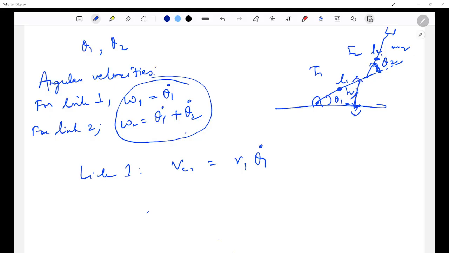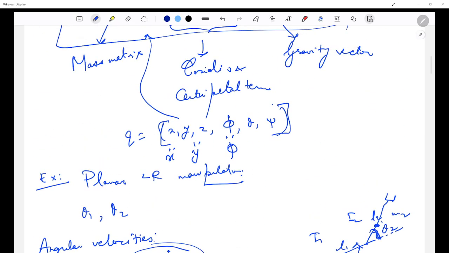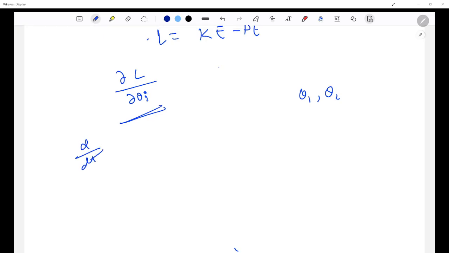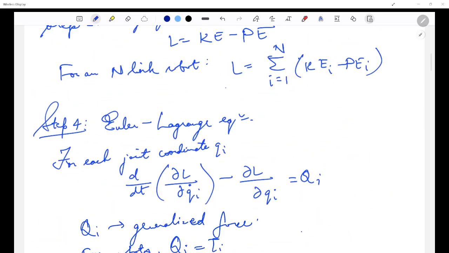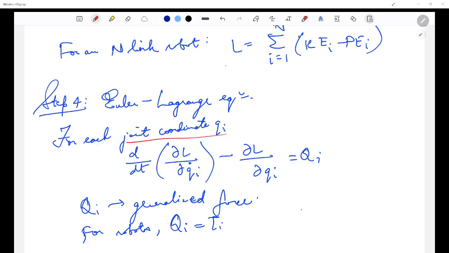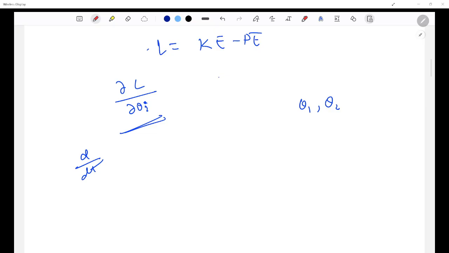So you write the kinetic energy, you write the potential energy, and after that the Lagrangian is equal to kinetic energy minus potential energy. Then you can calculate del L upon del theta i, because we were calculating with respect to Q. Q here is theta 1 and theta 2, so you have to do it with respect to theta 1 and theta 2. You insert everything, you take d by dt, whatever we saw. So basically this equation is a very important equation. You are supposed to calculate this.